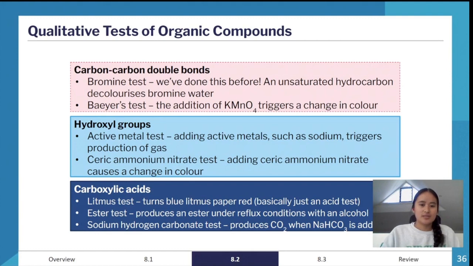So carboxylic acids, you can basically test its presence with any acid test, so litmus, sodium hydrogen carbonate. That's basically it for that part.